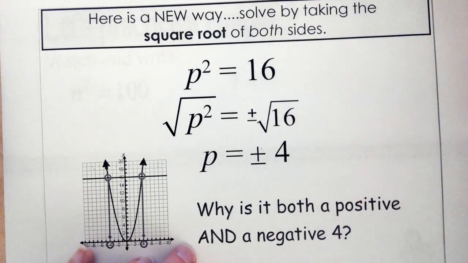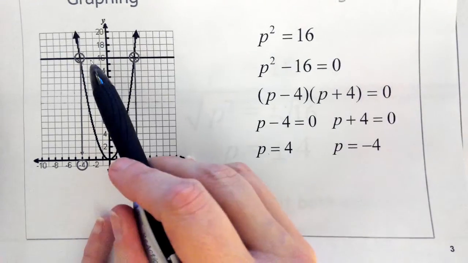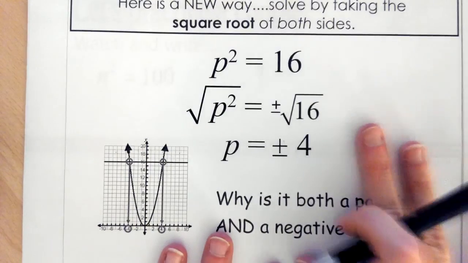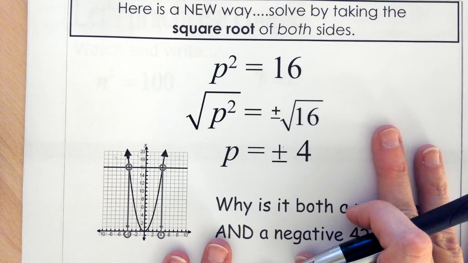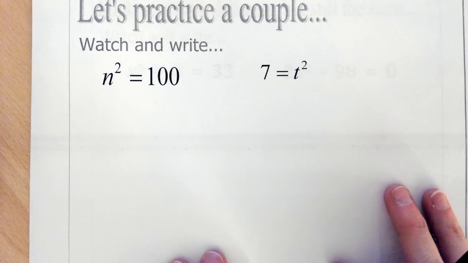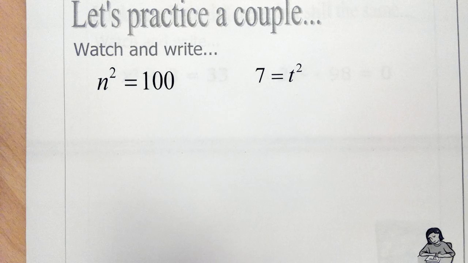And if you notice over here, we had positive and negative. Here we had positive and negative. So this is another way for us to solve those kind of problems. Okay? So I want us to try one. Let's try this first one. N squared equals 100. I'll pause now to give you all time to do it.